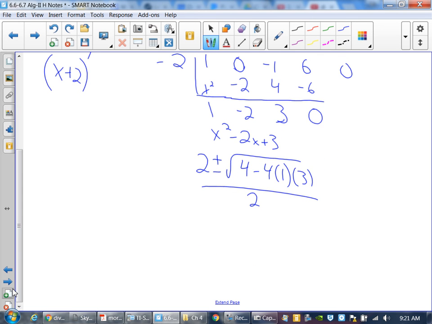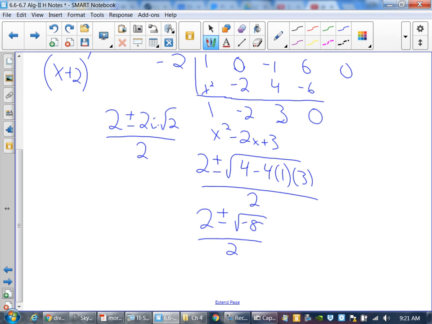So what do we get? 4 minus 12 is what? Negative 8. So we get 2 plus or minus the square root of negative 8 over 2. What's the square root of negative 8? I root 8. But what's the square root of 8? 2 root 2. So I'm going to get 2 plus or minus 2i root 2 all over 2.